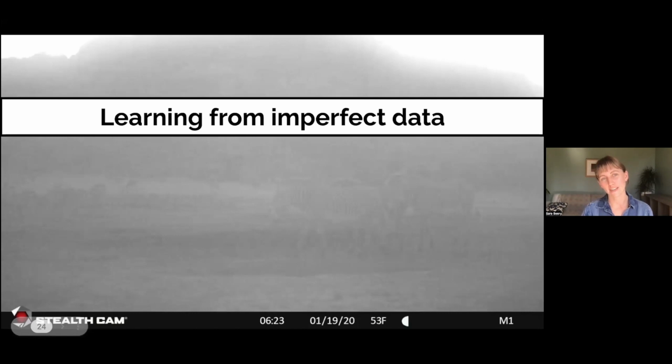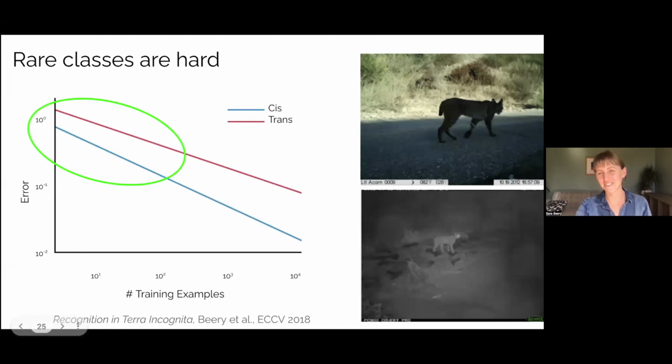So next I'll be looking at how do we learn from imperfect data? For example, how do you learn to recognize the endangered Grevy's zebra, their hair hidden in the fog in this image? So the first way that data can be imperfect is we can just have species that don't have a lot of training examples. Here, what we're showing is that for rare classes, it's just hard. It doesn't matter if you're in distribution or out of distribution. Rare species are just hard.